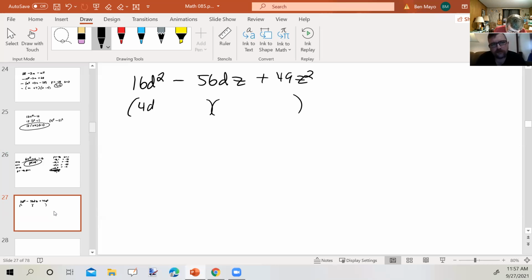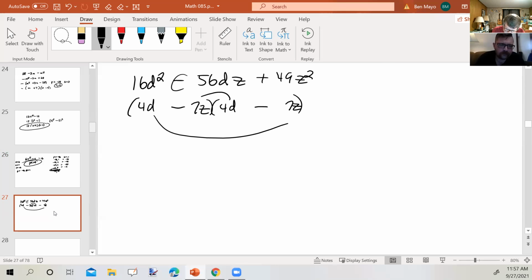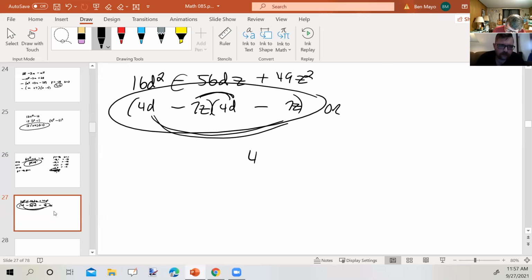So 16d squared, we'd have to have a 4d and a 4d. 49z squared, we'd have to have a 7z and a 7z. But my middle terms, the outside and the inside, have to be negative. Well, let's see, that would be negative 28dz minus 28dz would be negative 56dz. Bingo. So there it is. Or you could write it as 4d minus 7z, the quantity squared. So there's a perfect square trinomial.